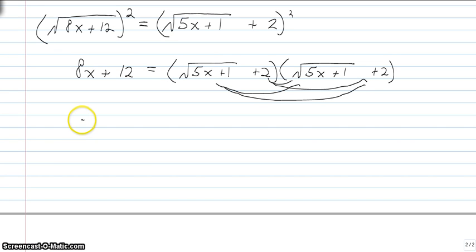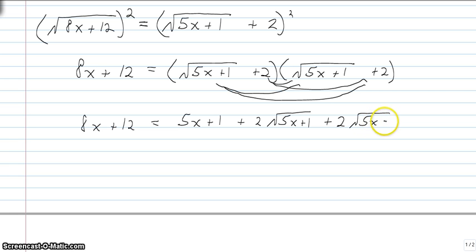So when we do the FOIL, multiplying the first, we get 5x plus 1. Multiplying the outside, we get 2 radical 5x plus 1. Multiplying the inside, we also get 2 radical 5x plus 1. And when we multiply the last, we get just 4.